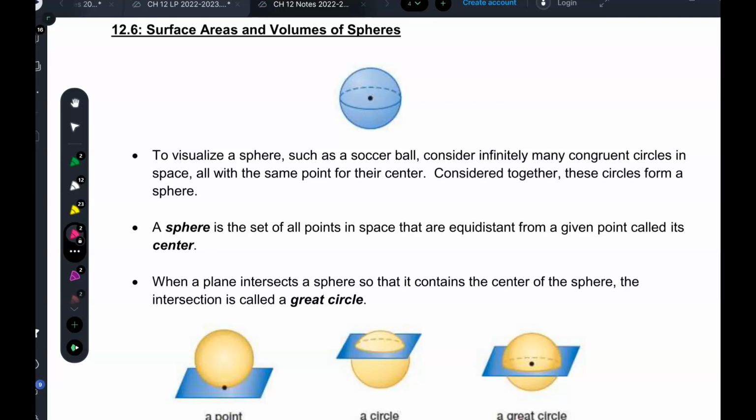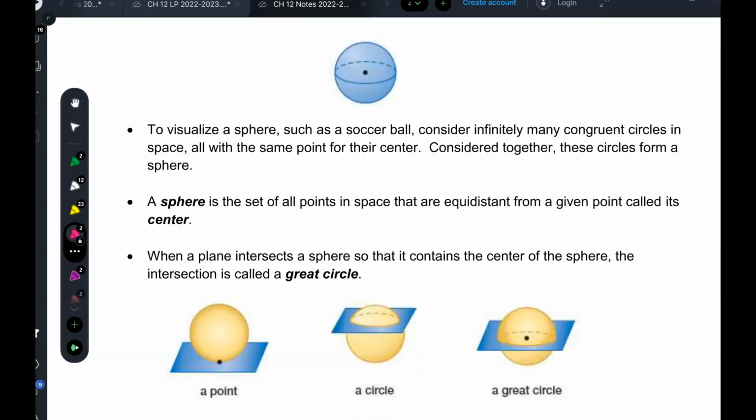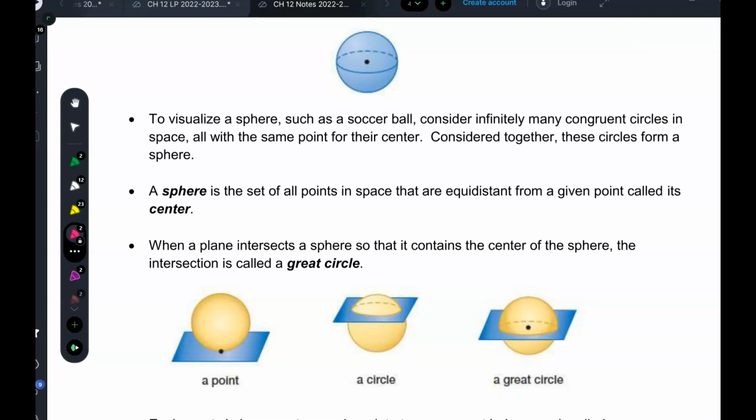On surface area. Is it a quiz or a test? Tomorrow. It's the final, Ariel. It's the final. What?